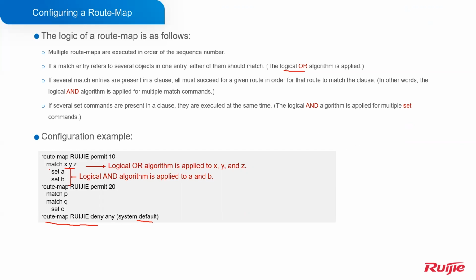Okay, and next, match P, match Q is a logical AND algorithm. It means you should match P and Q at the same time. And then only after being matched by P and Q, you will be set C. You will perform the action set C. Okay. So about the route map, you must understand the relationship between them. Okay.